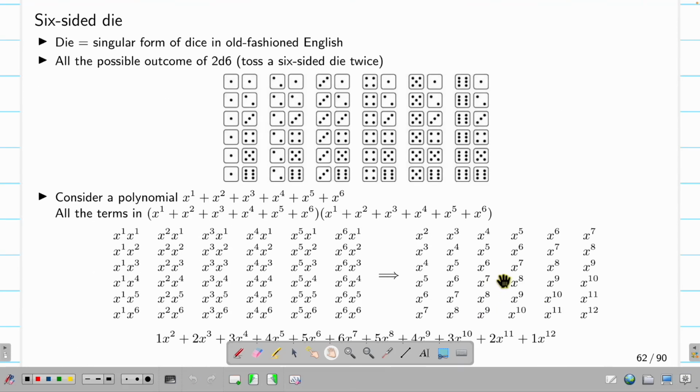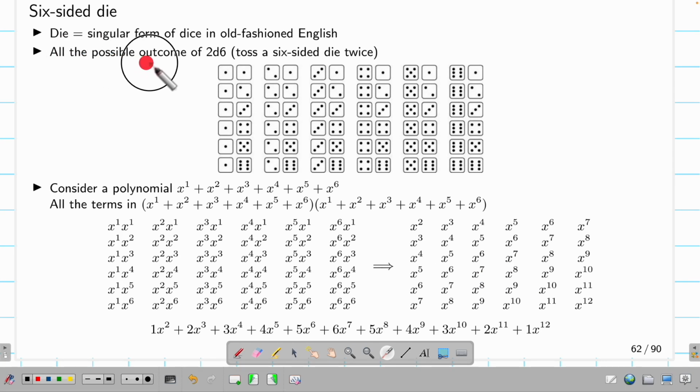So let's use dice as an example. All the possible outcomes of 2d6. Okay, so this is some short form. This actually comes from D&D, Dungeons and Dragons. It means I toss a 6-sided die twice. So these are all the possible outcomes.